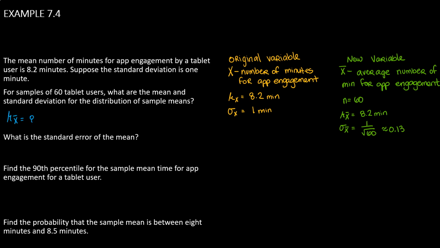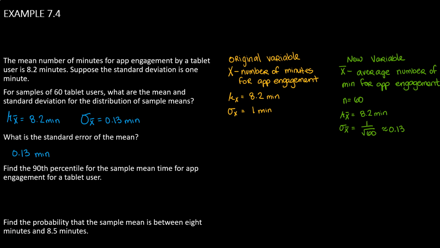So we have the first part finished, the mean and the standard deviation for our sample means. The next question is, what is the standard error of the mean? Great news, we've actually already done this, we just haven't interpreted it this way. The standard error is the standard deviation for our sample means. So the standard error of the mean is 0.13 minutes.